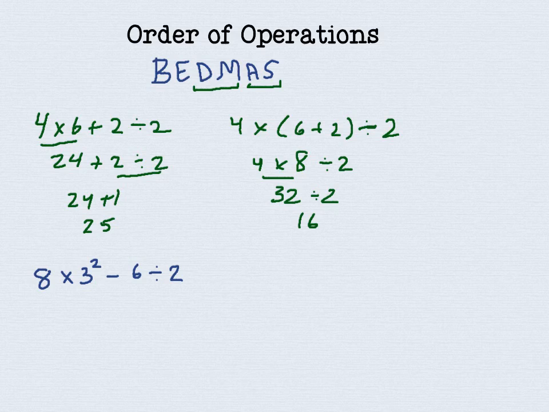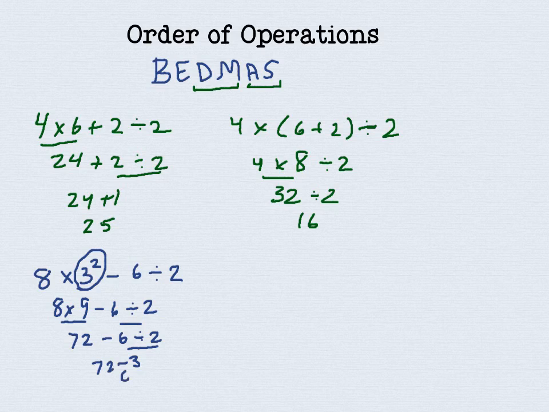In this example, you have an exponent. So you must do the 3 squared first. And that means 3 times 3, or 3 squared, that becomes a 9. You're left with 8 times 9, minus 6 divided by 2. Your next order of operation would be to do multiplication and division before you do subtraction. 8 times 9 is 72, minus 6 divided by 2. 6 divided by 2 is a 3. So 72 minus 3 is going to give you your 69.